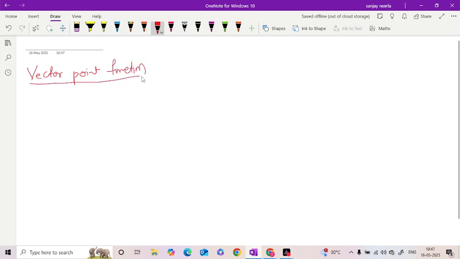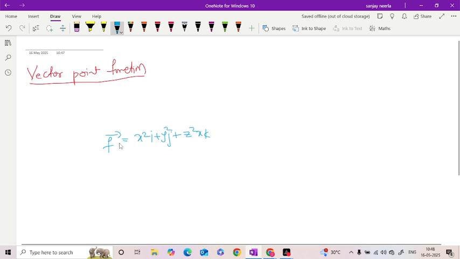So this one is a function but it is a vector. For example, suppose f is the vector x square i plus y square j plus z square x k. So this is a vector and it is involving the x variable, y variable and z variable. So this is the function. So this is the vector point function.